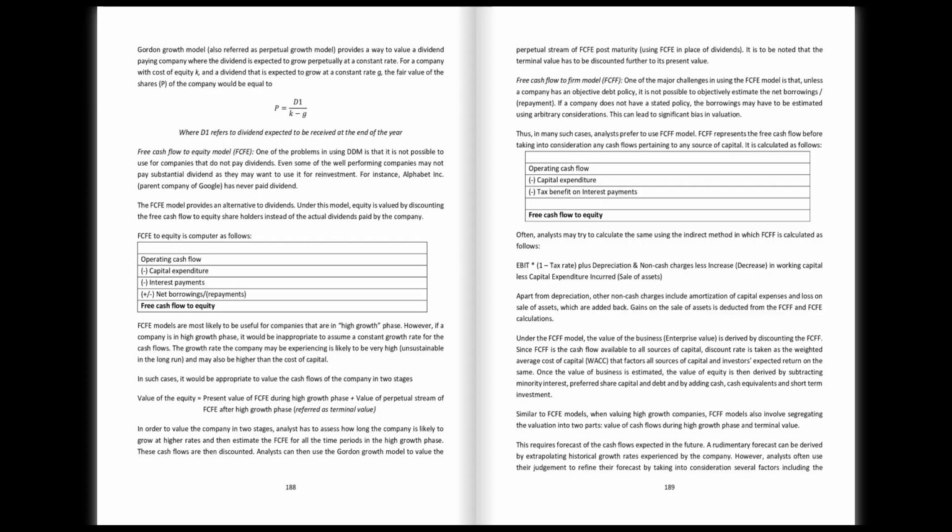In order to value the company in two stages, the analyst has to assess how long the company is likely to grow at higher rates and then estimate the FCFE for all the time periods in the high growth phase. These cash flows are then discounted. Analysts can then use the Gordon Growth Model to value the perpetual stream of FCFE post-maturity, using FCFE in place of dividends. It is to be noted that the terminal value has to be discounted further to its present value.